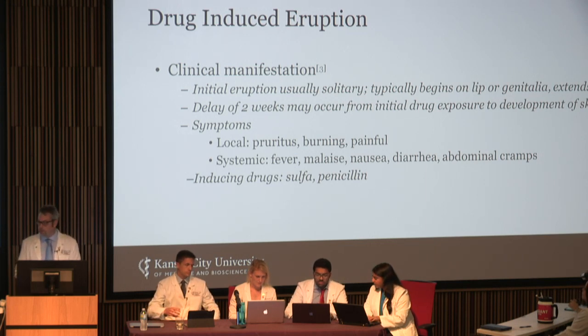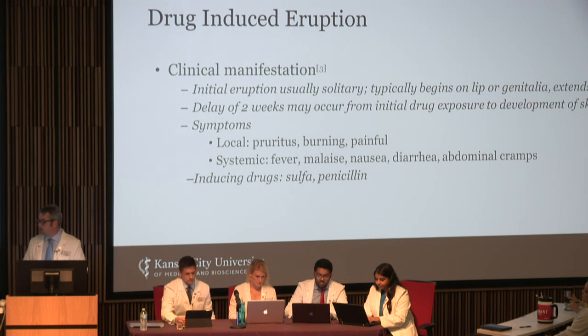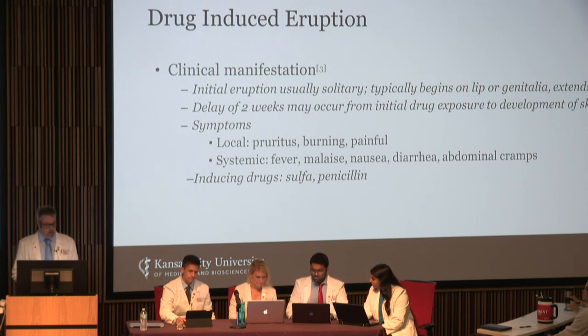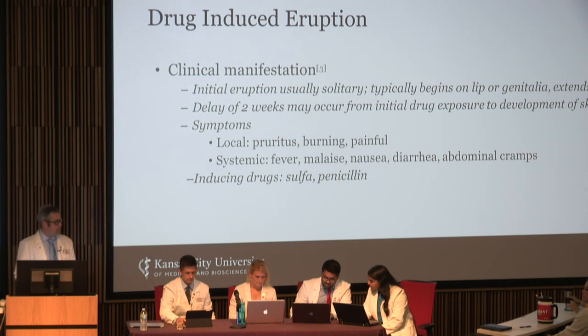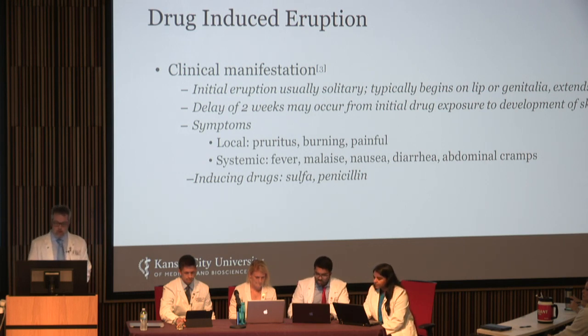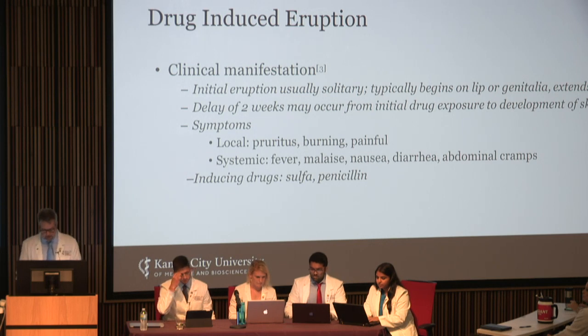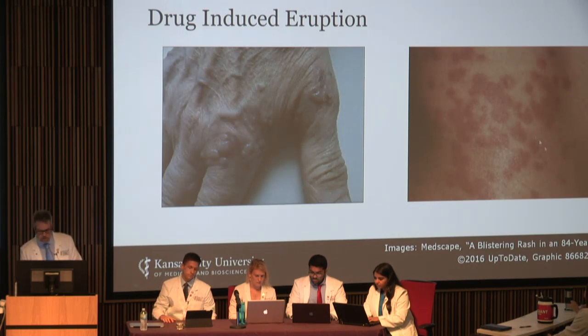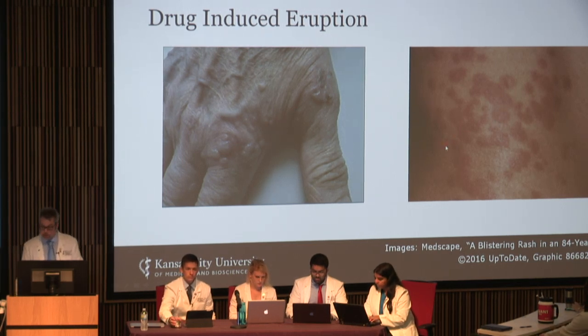Now, symptoms are both local and systemic. Local symptoms include pruritus or burning or a painful rash, whereas systemic symptoms would include a fever, malaise, nausea, diarrhea, or abdominal cramping. While drug-induced eruption can take place with any type of drug, it is more commonly seen in drugs in the sulfa and penicillin families. Here's a typical picture of an erythematous base with some vesicles starting to form in a drug-induced eruption rash.